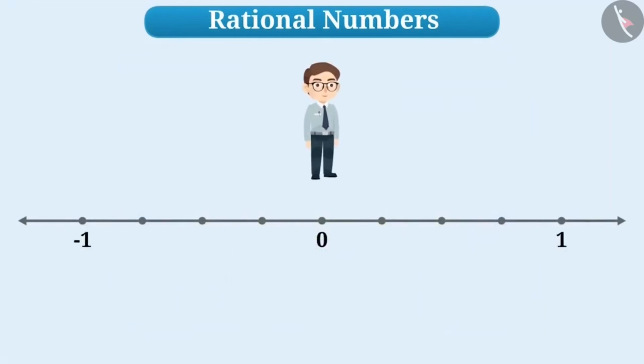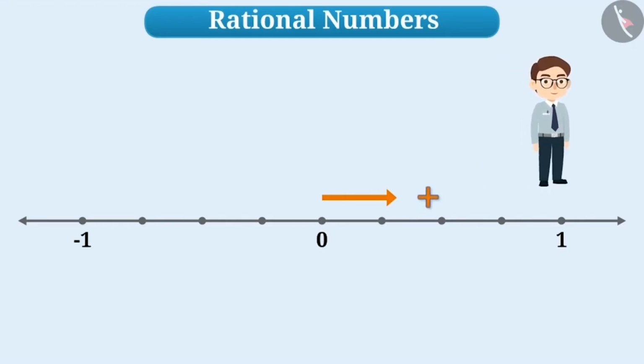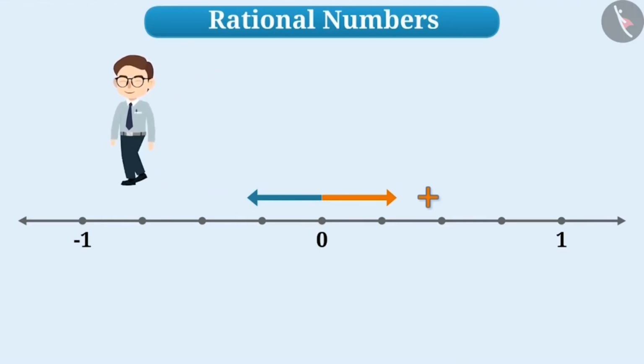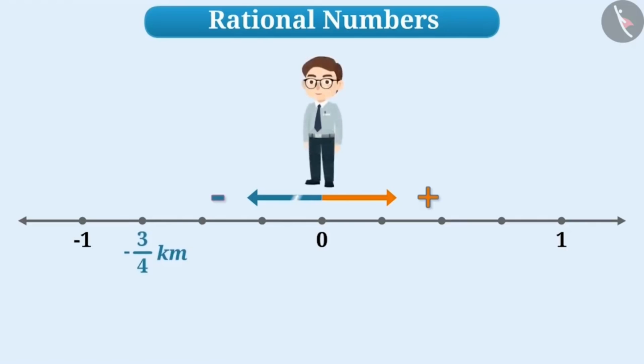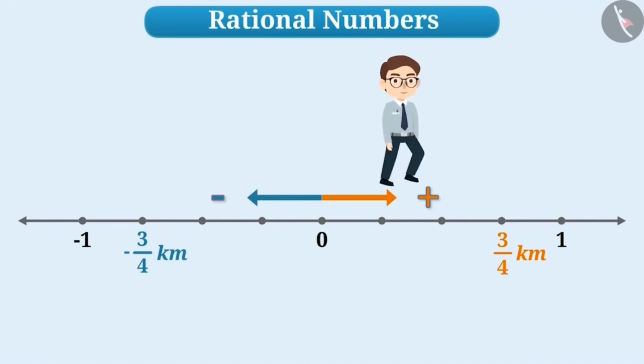Let's assume a person is standing at point 0. If he walks towards the right side, then the distance covered by him will be represented with positive sign. And if he walks towards the left side, then the distance covered by him will be represented with negative sign. Keep in mind that we usually do not place positive sign in front of a number. If we represent distance by -3/4 kilometers, then this means that a person has covered 3/4 kilometer distance towards left. And if we represent distance by 3/4 kilometer, then the person has covered 3/4 kilometer distance towards right.